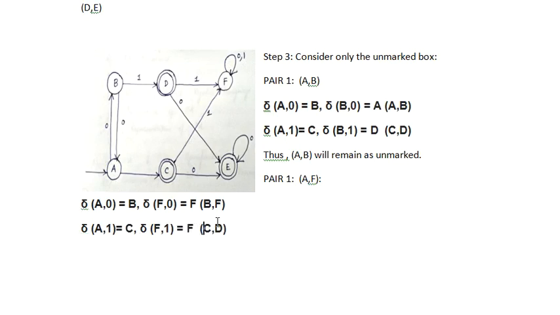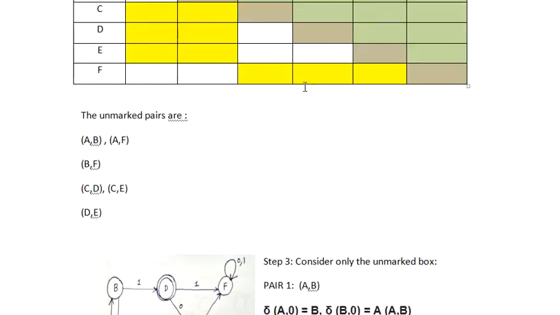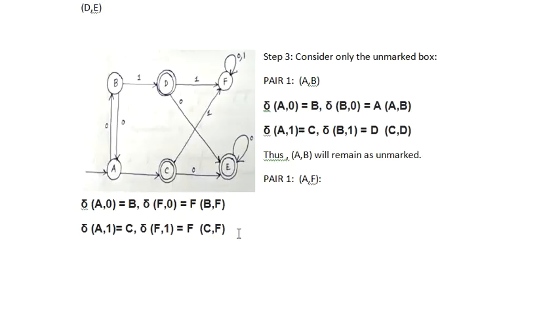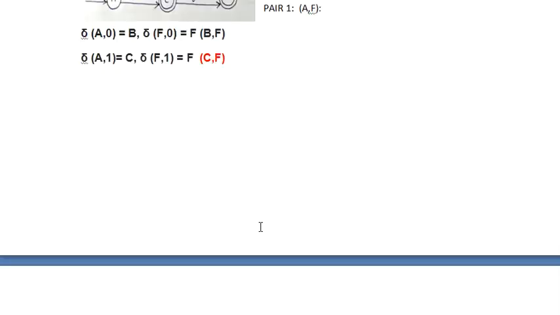Okay, so finally what we got is C comma F. Is this C comma F marked? Very good, this C comma F is marked. Now look into this scenario: if you get any one of the outputs as an earlier marked one, that is already marked, then definitely I can say that this A comma F, now you can mark it.